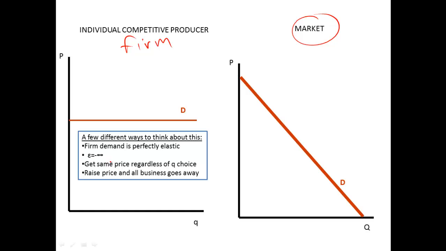Now, one way to say that is to say that the firm would get the same price for its output regardless of the quantity choice it made. Another way to say it, though, is if the firm were to raise its price, all of its business would go away. Now, why is that? Well, in this context, everybody is producing the same thing, a homogeneous product. So if you were to increase your price, all of your demand would indeed go away. That's why the elasticity is negative infinity. But the take away from this slide is that the firm's demand curve in a perfectly competitive market is just a horizontal line at the market price.